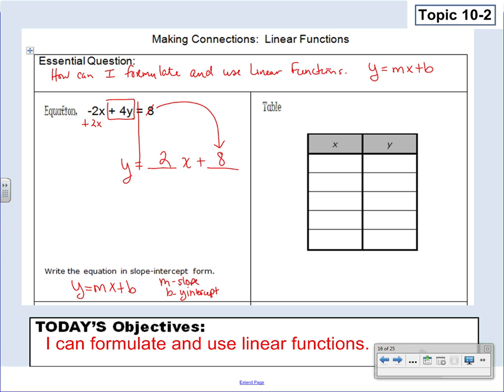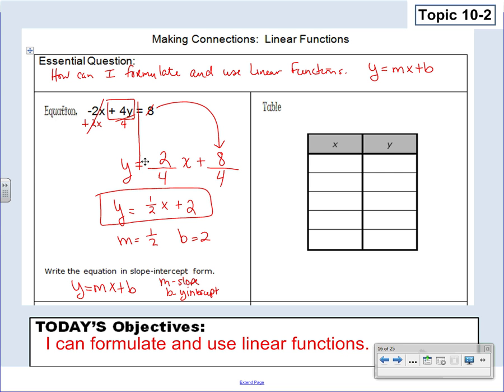Last, we need to get rid of the number that's with the y. We have 4 times y, so to get rid of it, we're going to divide by 4. That means everything on the right side is going to be divided by 4. We have now solved for y, and now we're going to simplify our fractions. This will give us y equals 1/2 x plus 8 divided by 4 is 2. Here's our equation. This tells us m equals 1/2 and b is equal to 2.